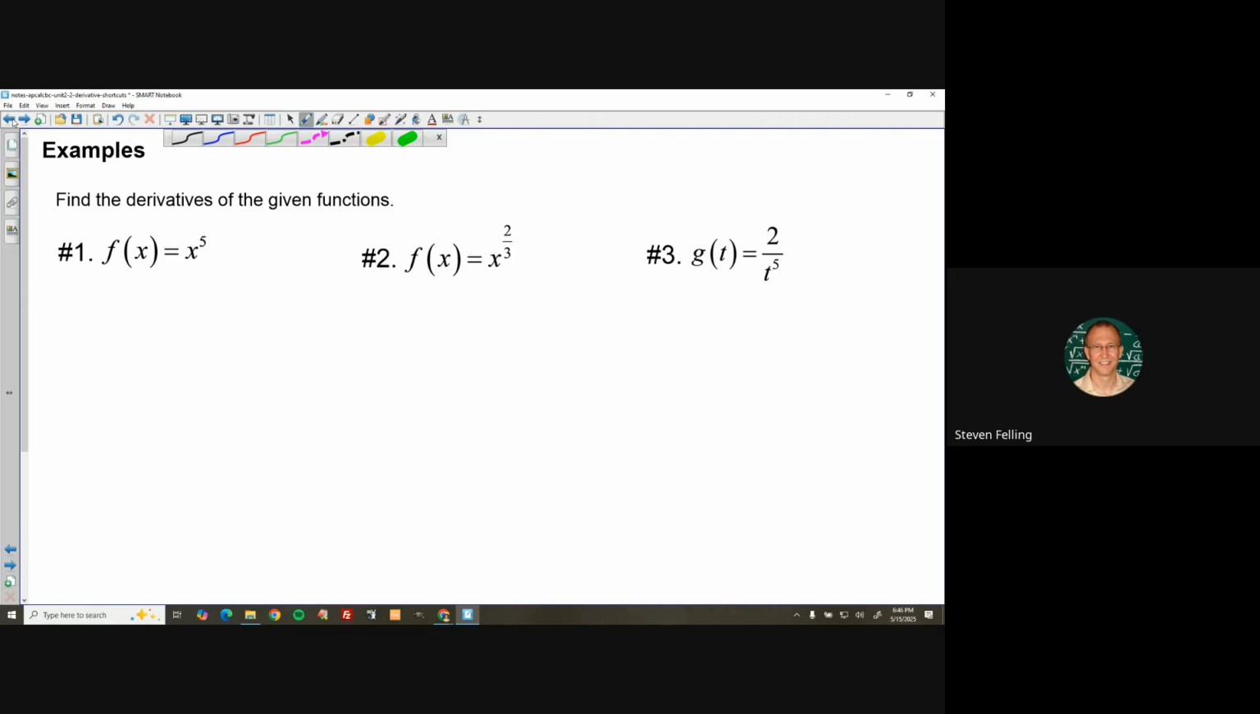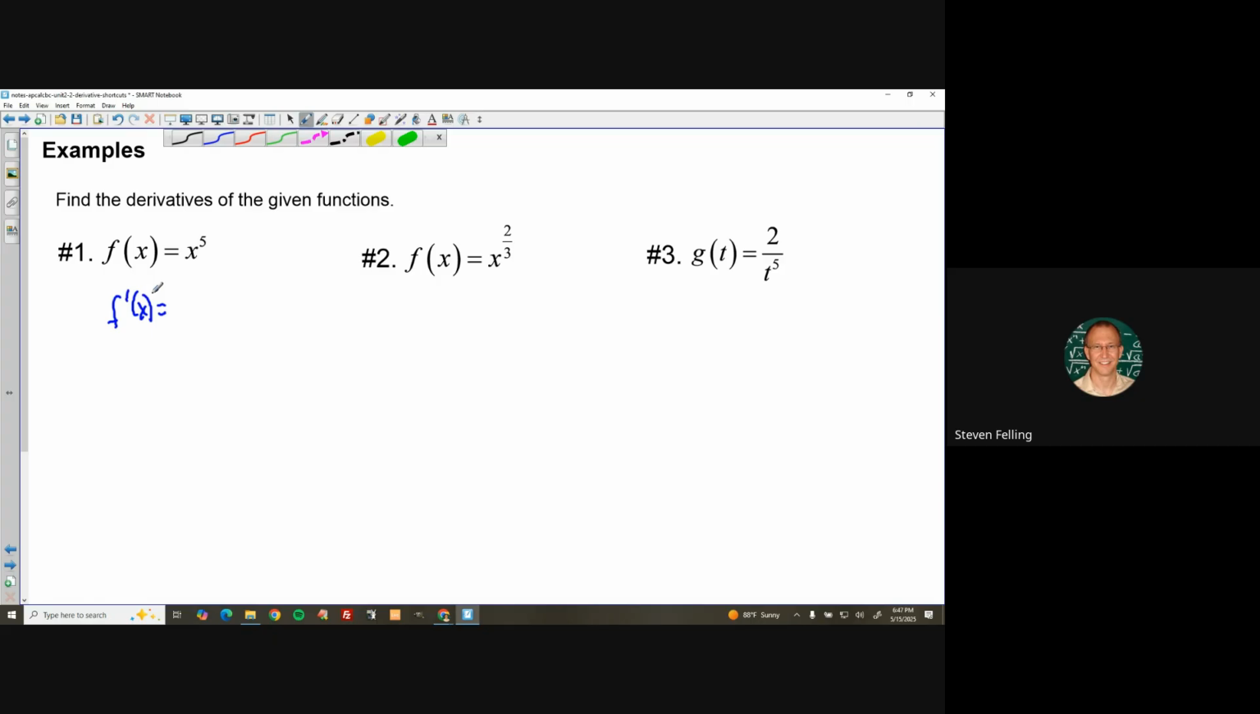So first, you can pause the video and try these on your own, and then unpause and see if you get them right. I'm going to go through them pretty quickly here. So let's say we have f of x as x to the 5th. I'm going to use the power rule. Then I'm going to label the result f prime of x. And I'm just applying this.